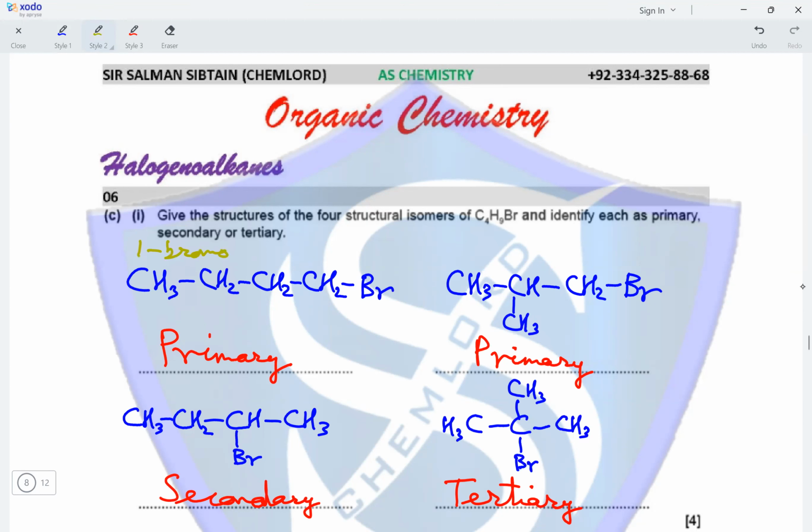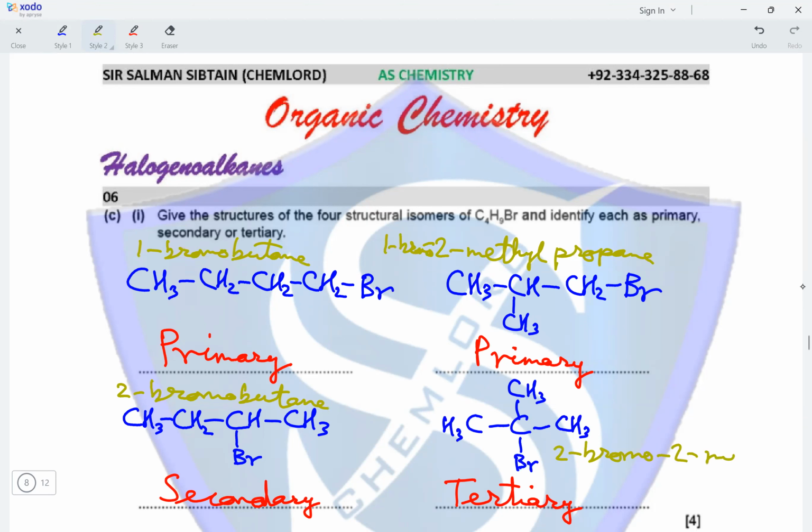And just to name these compounds, the first one would be called 1-bromobutane. The second one would be called 2-methyl. So it starts off with 1-bromo, 2-methyl propane. The third compound would be called 2-bromobutane. And the fourth compound would be called 2-bromo, 2-methyl propane.